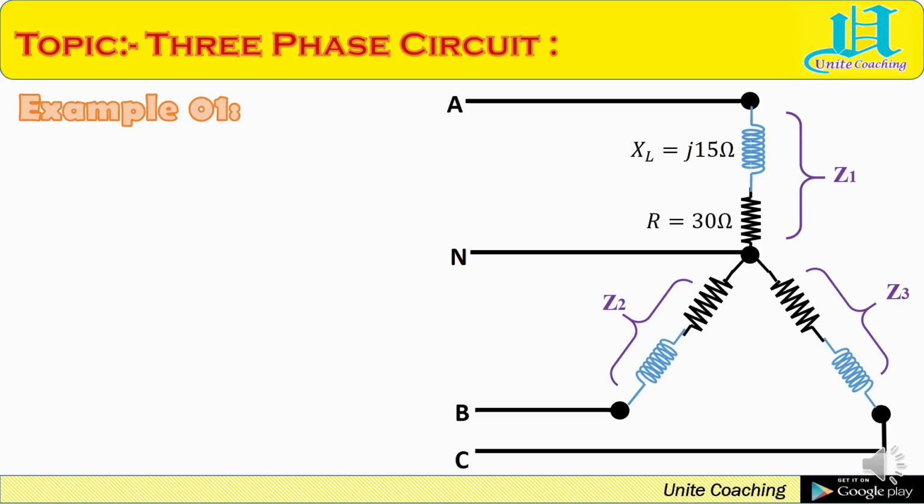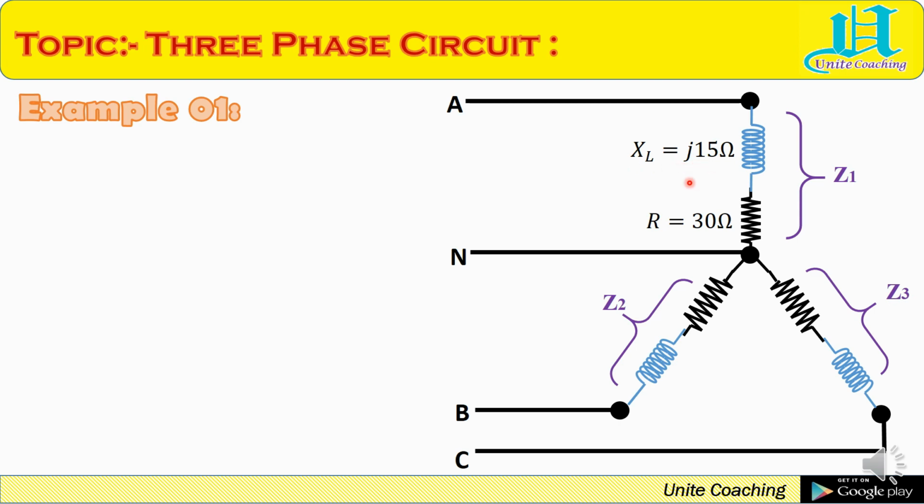Let us take an example. Suppose a star circuit is given and each branch of the star contains an impedance Z1, Z2 and Z3. So each impedance contains two elements. One is the resistance, which is 30 ohms, and another is the inductance, which is 15 ohms. So the inductive reactance here is written as J15.